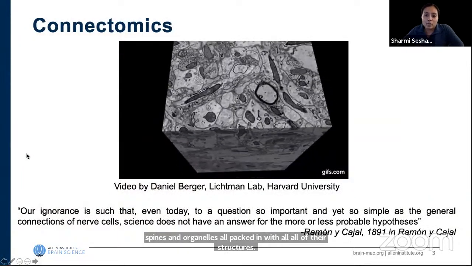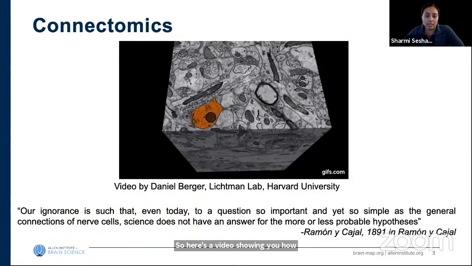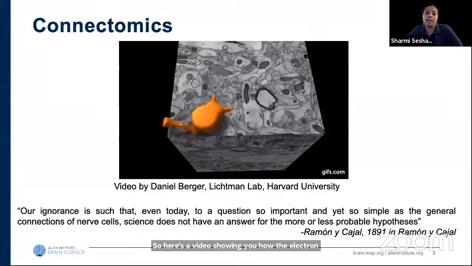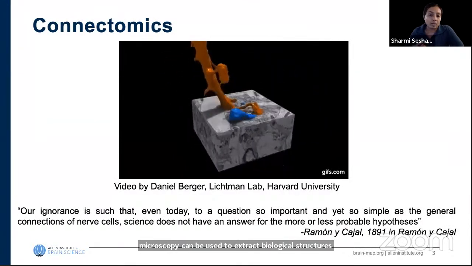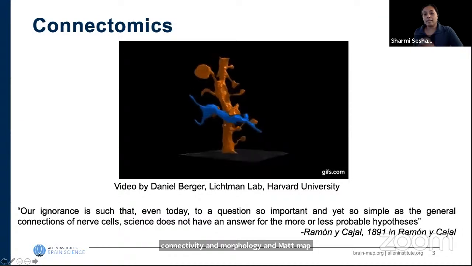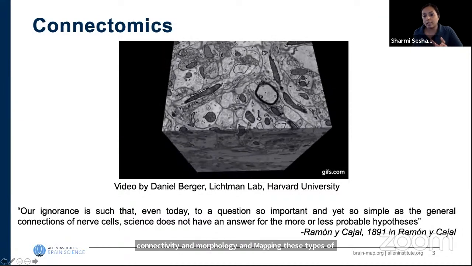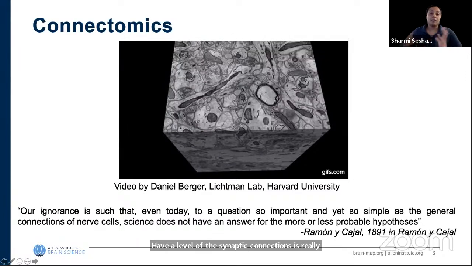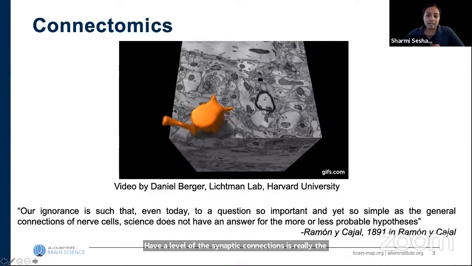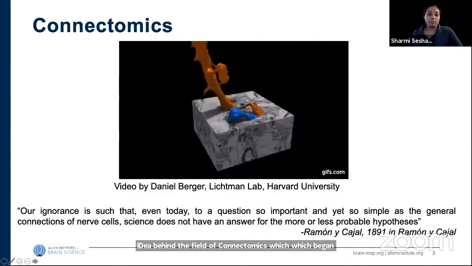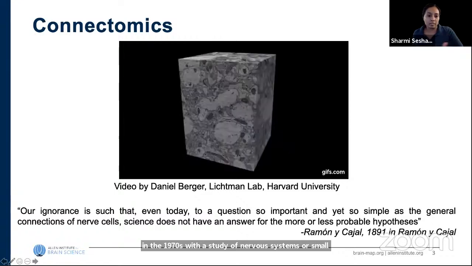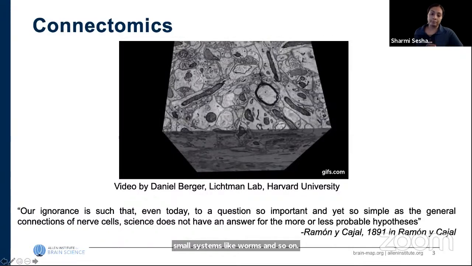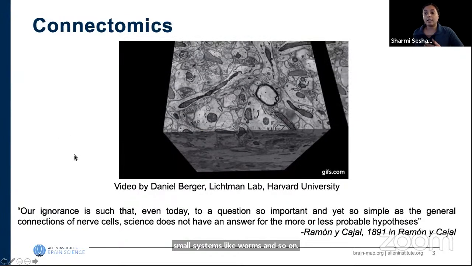Here's a video showing you how the electron microscopy can be used to extract biological structures, which can then be further analyzed to study connectivity and morphology. Mapping these types of networks of neurons at the level of synaptic connections is really the idea behind the field of connectomics, which began in the 1970s with a study of the nervous systems of small organisms like worms.